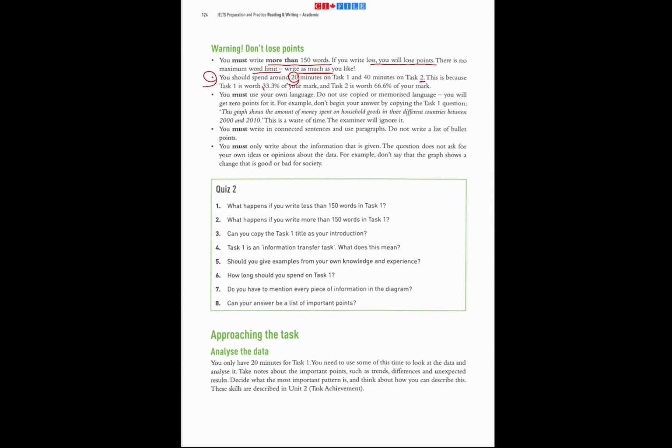This is because task 1 is worth 33.3% of your mark and task 2 is worth 66.6% of your mark.